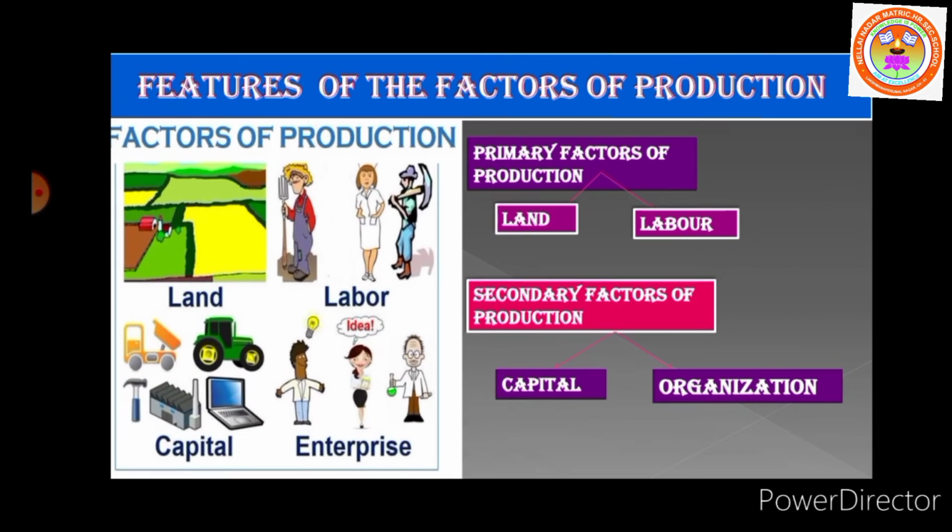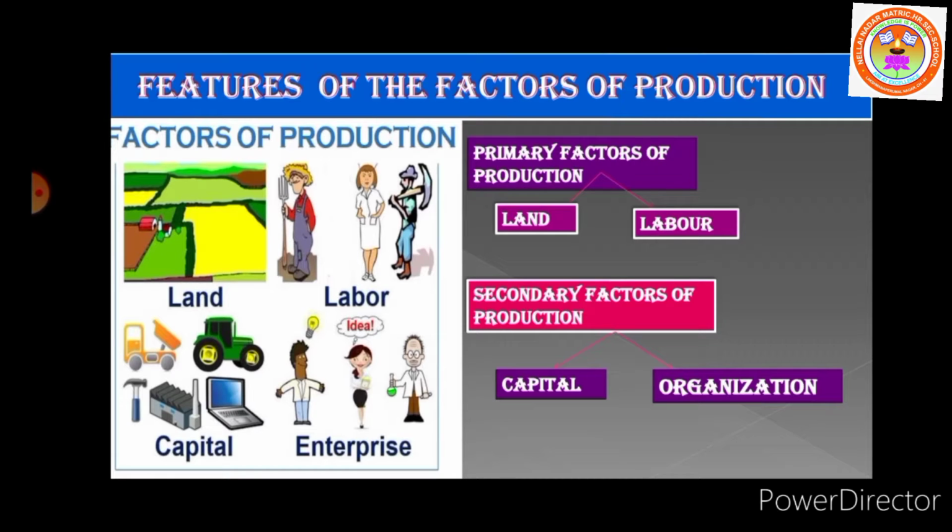Next, let us see features of the factors of production. Factors of production means resources used in the process of production of commodities. What do you mean by factors of production? Resources used in the process of production of commodities. There are 4 types: land, labor, capital and organization. These are the factors of production.